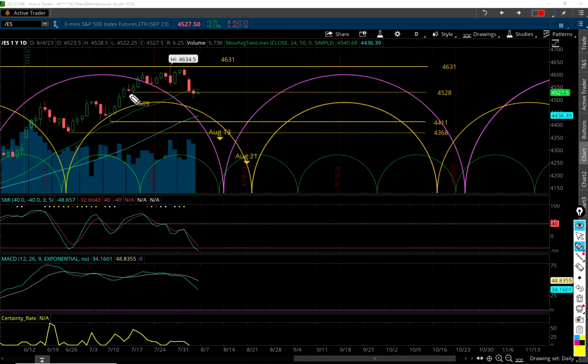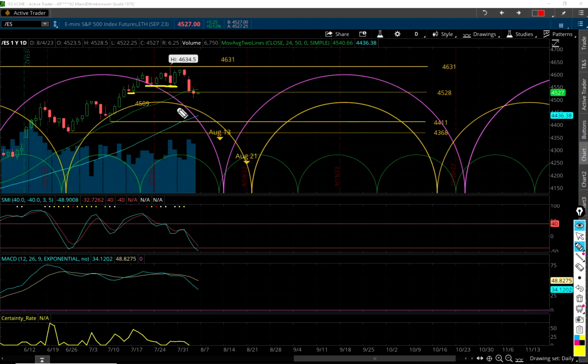What do you know? Here's a natural support point, 45.28. And why did I pick that? Because you can see back here there was natural support. And there was also one right back over here. These 4 or 5 candlesticks right in this area.